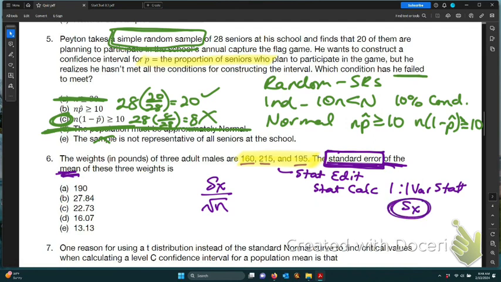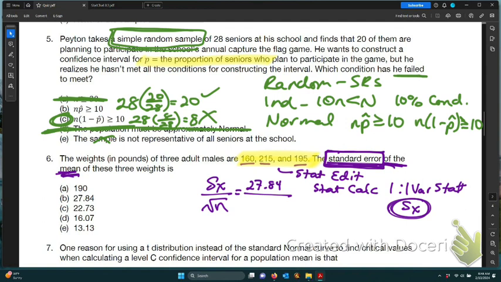I am not going to look at sigma x. I'm going to look at Sx. That's going to give me the standard deviation of the actual sample itself. If I remember correctly, it was 27.84. Is that right? I don't know. I'm about to do it. You said stat calc. Stat calc 1. 27.84. Now, you say, oh, yay, that's the answer because it's right there.